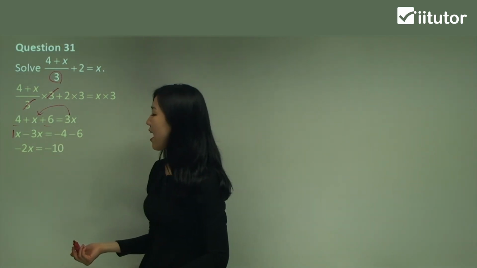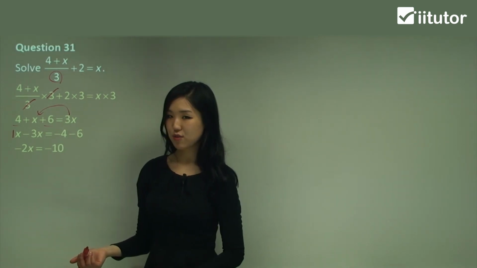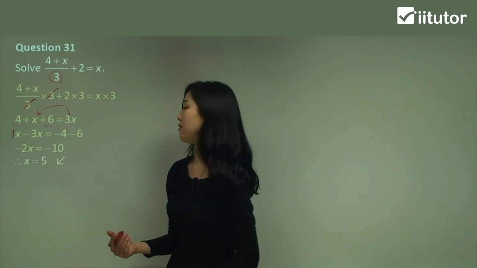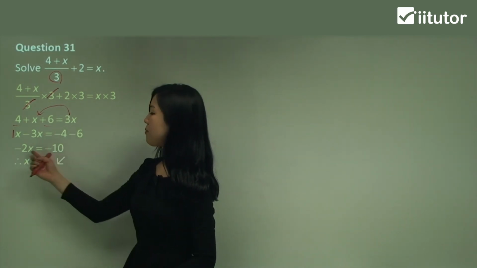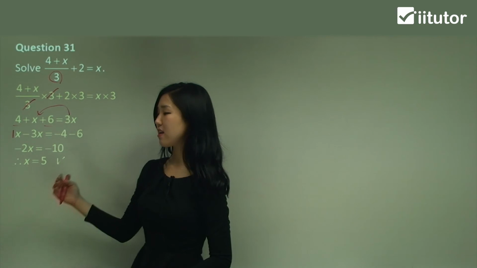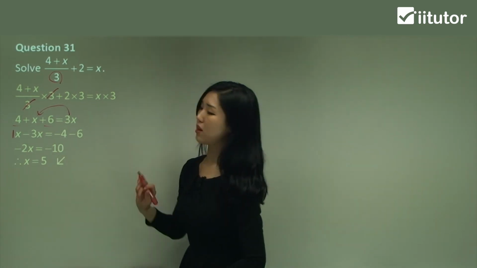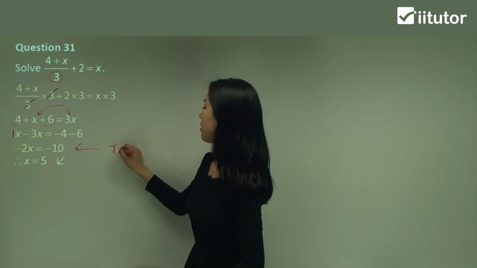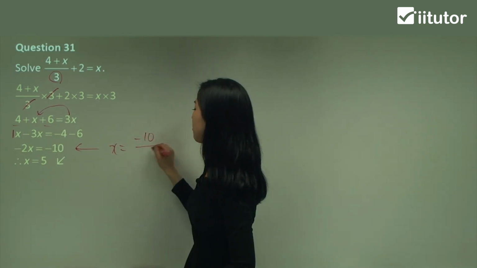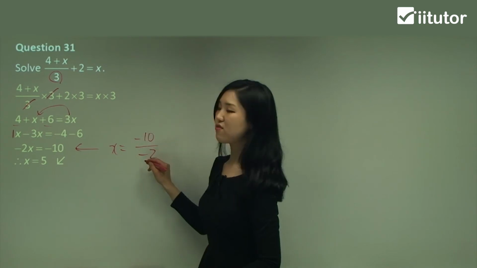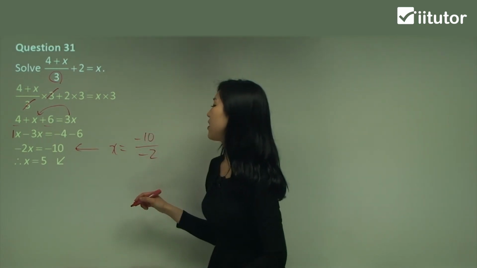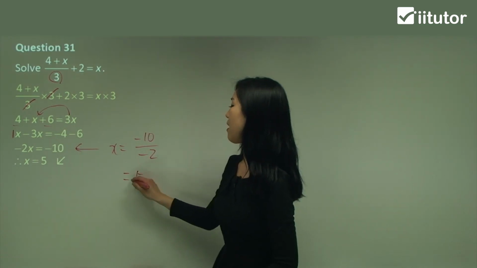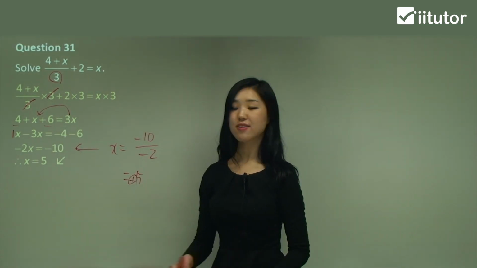Now, x, how do we get x? We don't want the negative 2 out the front. We just need to divide both sides by negative 2. So negative 10 divided by negative 2, negative is a positive, so it's going to be positive 5. So if you just need an extra working, x is negative 10 divided by negative 2. Negative, negative, you can just cross that out, or you can think of it as negative, negative making a positive. So it's going to be positive 5. Okay, so that's why I just wrote 5.